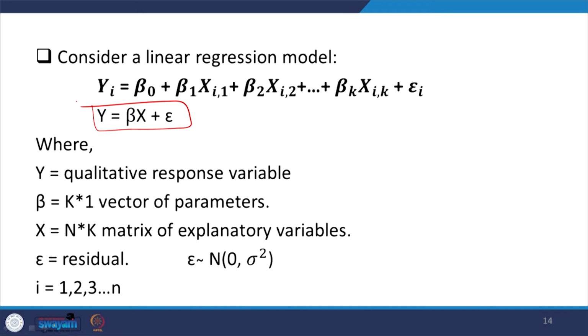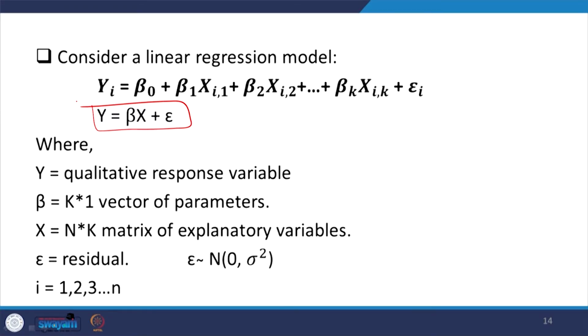Here y is our qualitative response variable, beta is a k times 1 vector of parameters, whereas the x variable is an n times k matrix, so its rows and columns are n by k. Epsilon represents the residual, which follows a normal distribution with mean 0 and sigma square as the variance, where i varies from 1 to n.